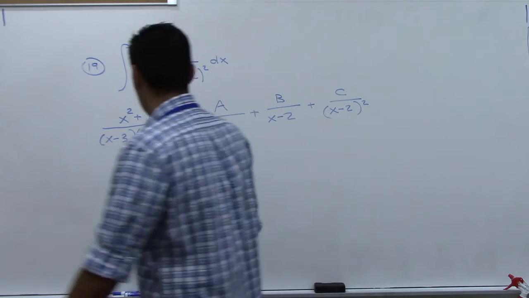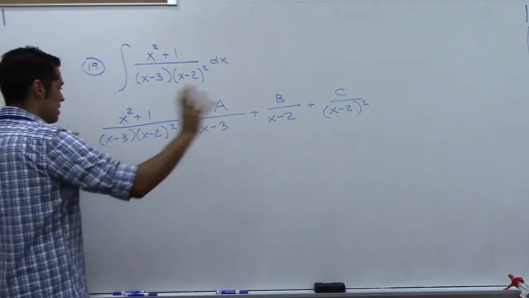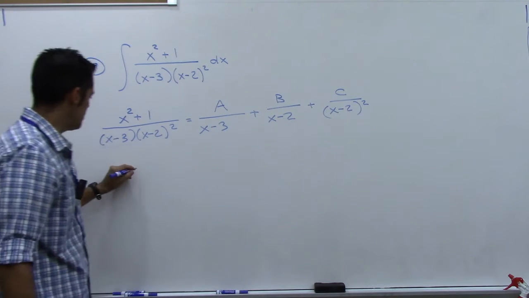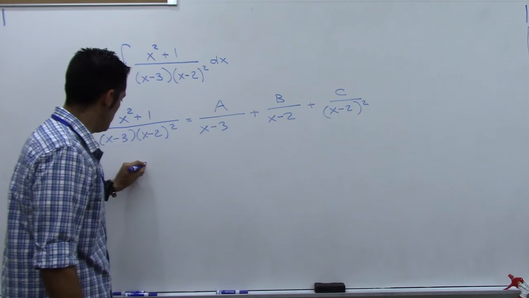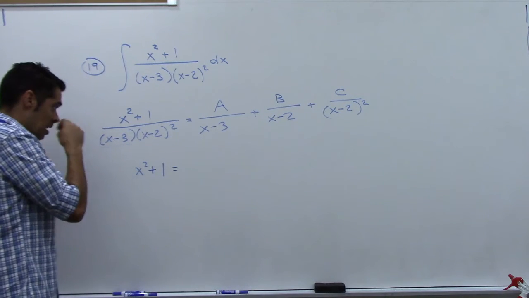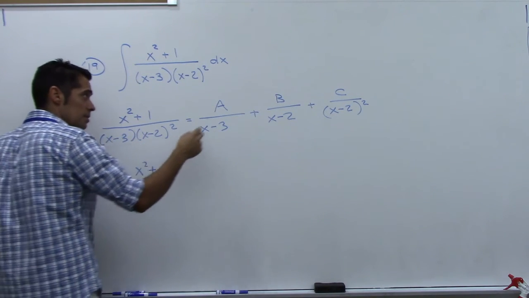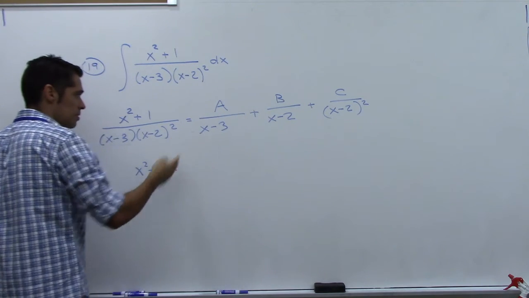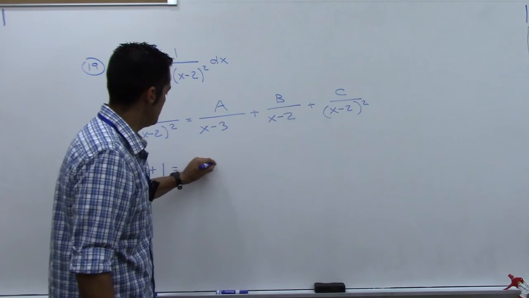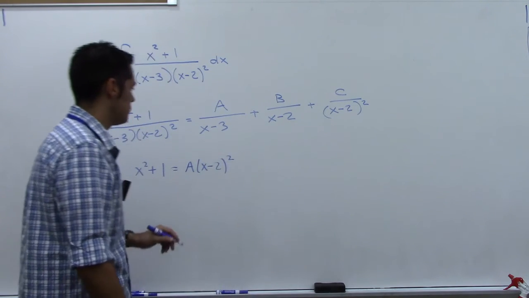Now, let's try this, multiply both sides by the LCD. So when we multiply this over on this side, everything goes away except for the x squared plus 1. That's always going to happen. Now let's be real careful. This times this, the x minus 3's cancel. You're left with a, and then the x minus 2 squared is still there.